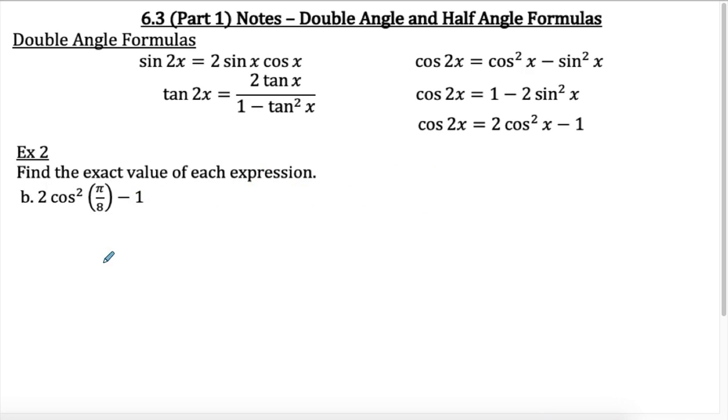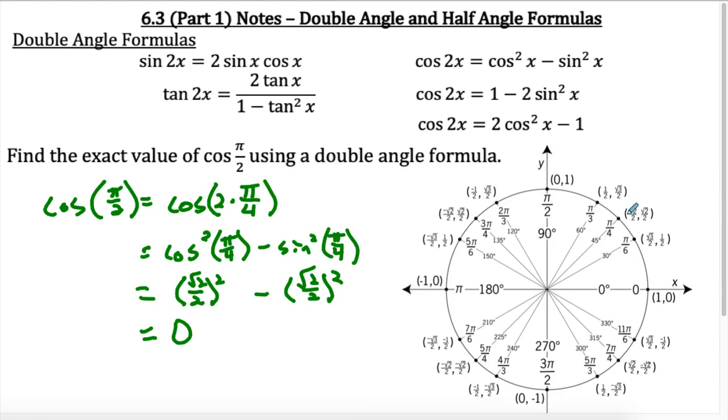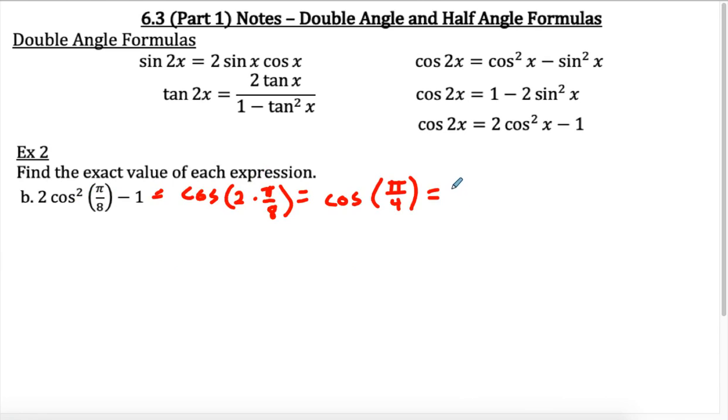All right, for this one, again, we just want to see which pattern it fits, and it is one of our cosine forms. So this would be the same as cosine of 2 times the angle, 2 times pi over 8, so that would be 2 pi over 8, or pi over 4. The cosine of pi over 4, on our unit circle, the x value at pi over 4, is the square root of 2 over 2. So this original expression is equal to the square root of 2 over 2.